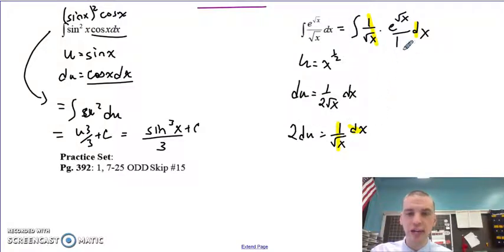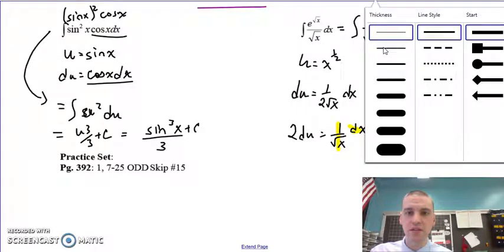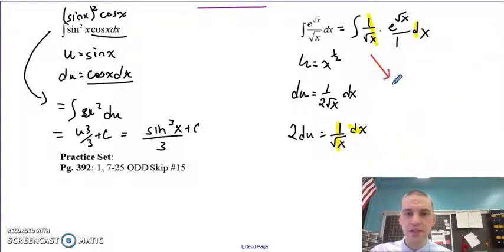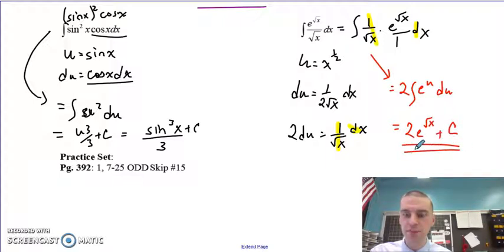And so therefore, I can now rewrite this as 2 times the integral of e to the u du. The 1 over square root of x dx became 2 du, and I'm just left with e to the u. Well, I know that the integral of e to the u is just e to the u. So e to the u, which is square root of x, plus c. Done.